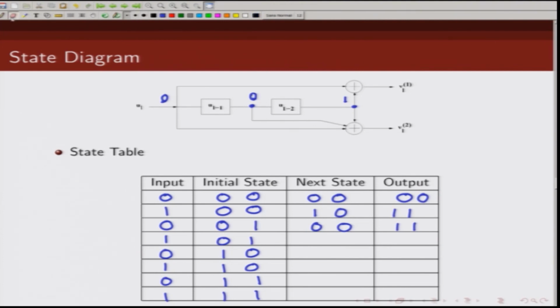Next, if the initial state is 0 1, but the input is 1. So, in that case, the next state would be this 0 will move here and this 1 will move here. So, next state would be 1 0, and what is the corresponding output? This will be 1 plus 1, that is 0, and this will be 1 plus 0 plus 1, that is again 0. Okay. Now, let us look at another case.